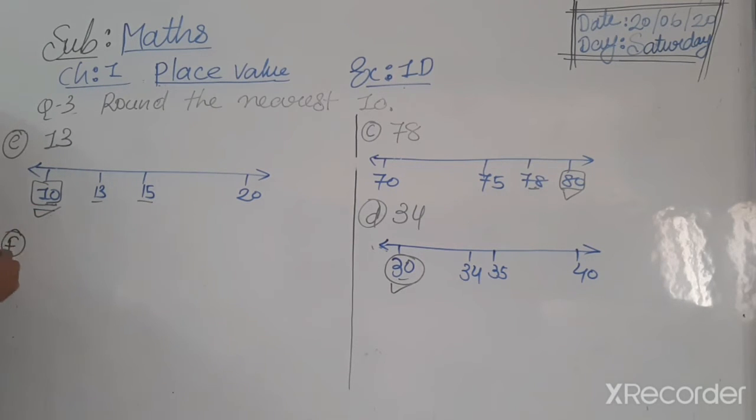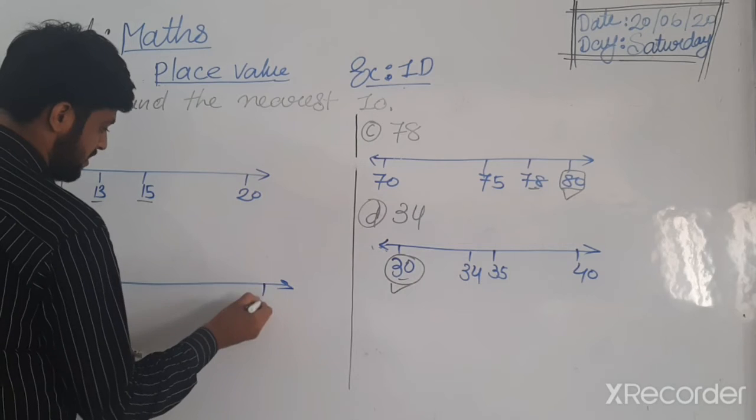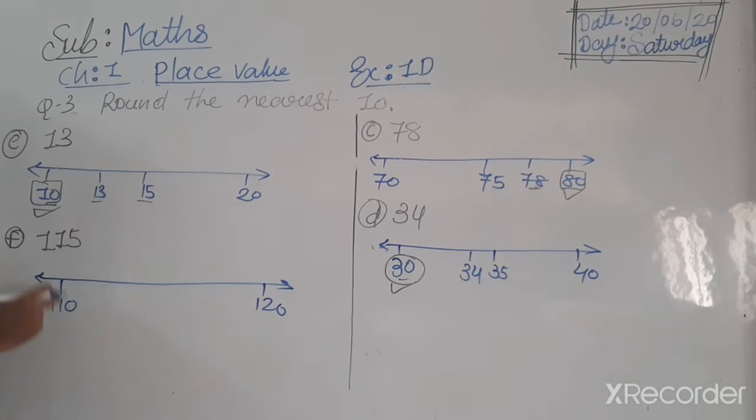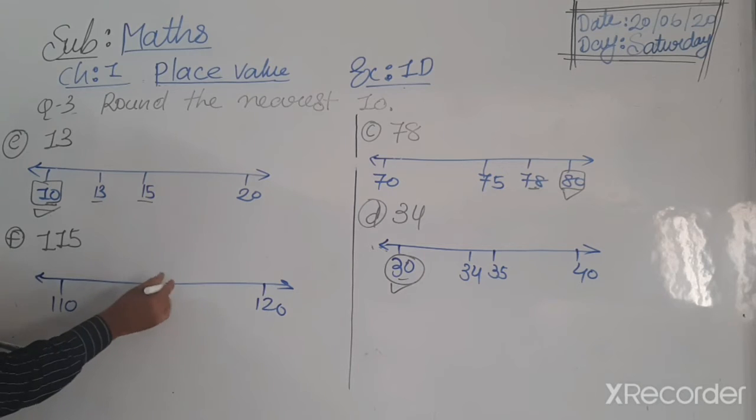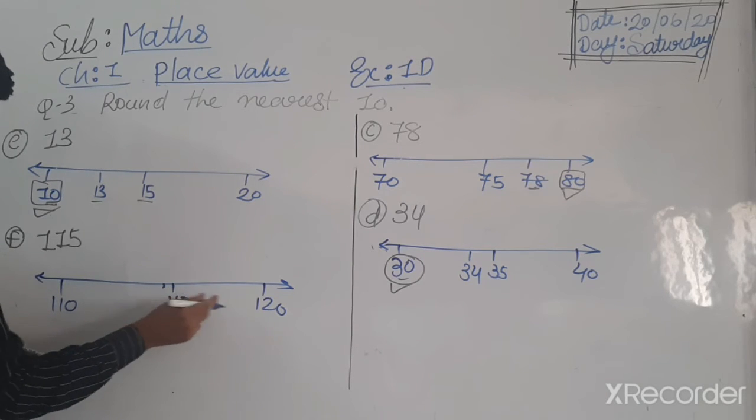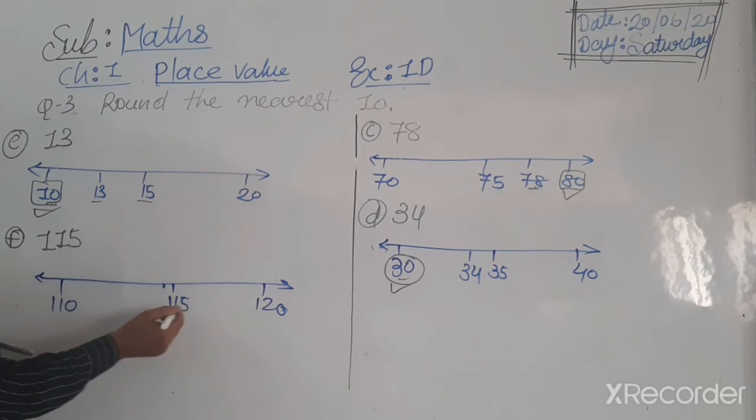F is 115. Let's check it on a number line. How do we write 115 on a number line? Which tens come first? 110 and 120. In between which number comes? The midpoint, the halfway, is 115. So 115 is our question.